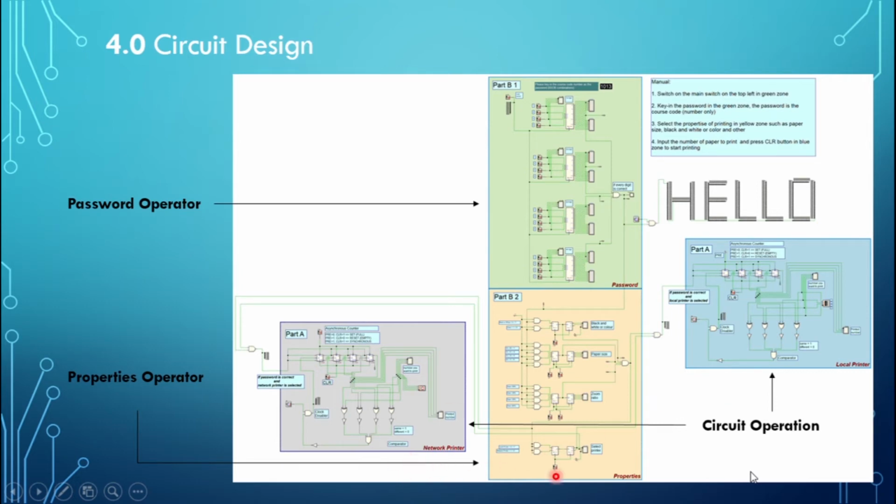This one is the network printer, and this one is the local printer. If the user chooses the network printer, the signal will come through this AND gate. If the user uses the local printer, the signal will go through this AND gate and activate this part of the circuit. So that's how our circuit works.